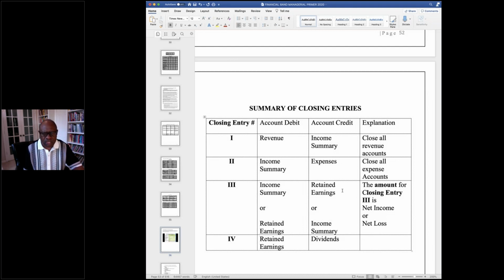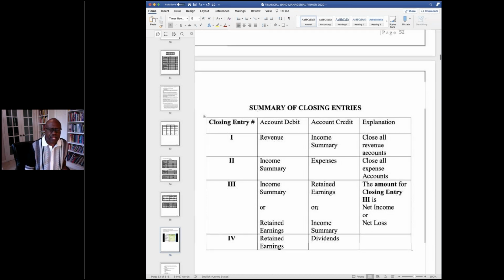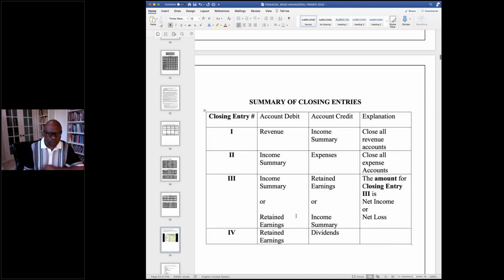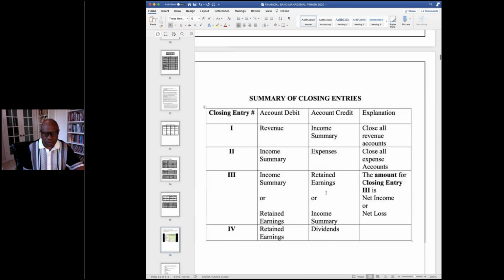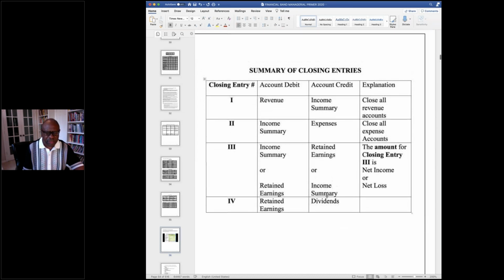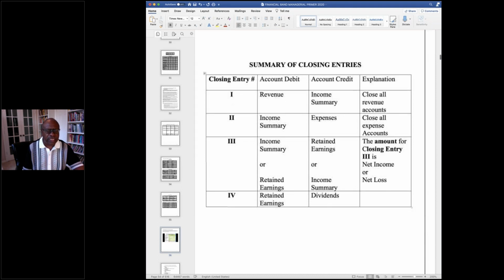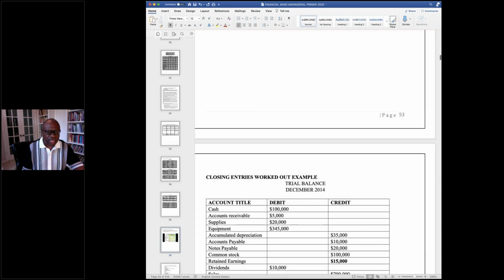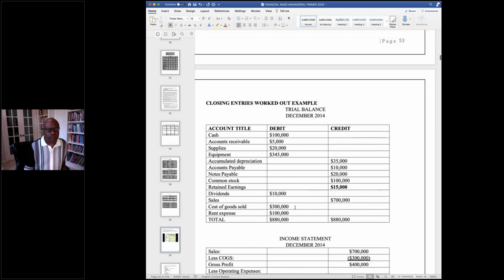We'll mainly be working with this first scenario, the income, most of the time. And then closing entry 4, we debit retained earnings and we credit dividends to close that out. So these are the 4 closing entries that we make at the end of the period. And once we post them to the ledger, we get an amount in retained earnings, and those accounts go to zero. Let's look at a simple example.